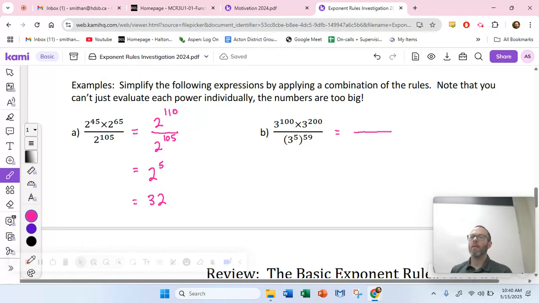Can you guys do B? I'll have a sip of coffee while you do B. Do the top, single power. Do the bottom, single power. Divide the remaining powers, and let's see what the result is. I'm pretty sure 3 to the power of 200 breaks your calculator. It's too big. No, it almost does. Almost.